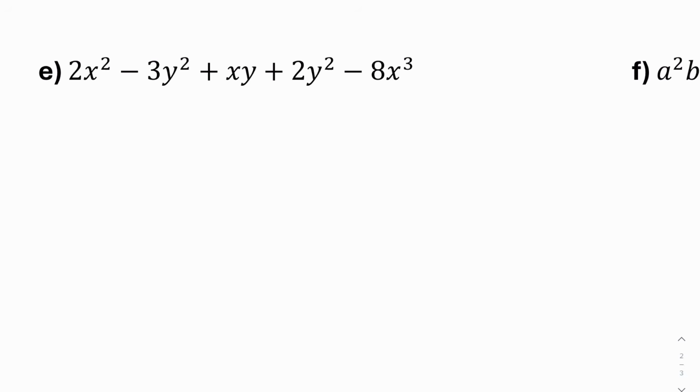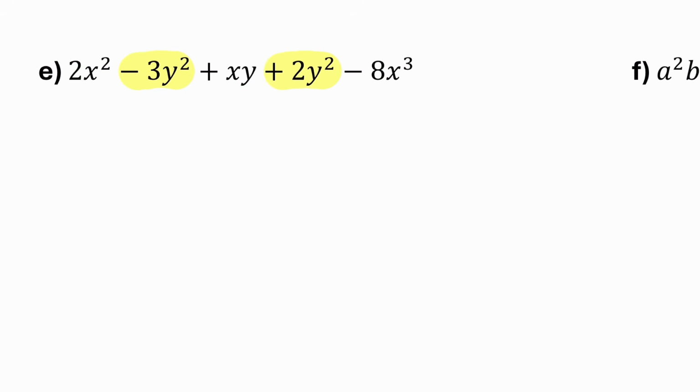Part E, looking for like terms. The only like terms I see are the negative 3y squared and the positive 2y squared. The variable parts of both of those terms are y squared. Of the 3 remaining terms, none of them are like terms with each other. This one has an x to the power of 2, while this one has an x to the power of 3, and this has both an x and a y. The variable parts are not the same.